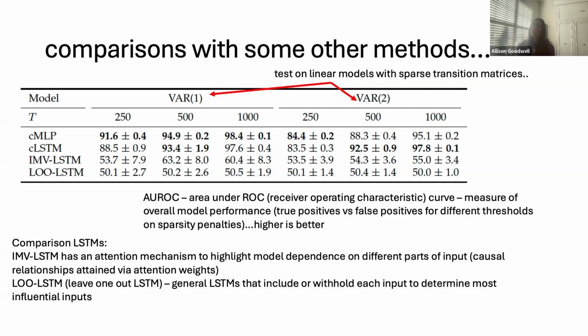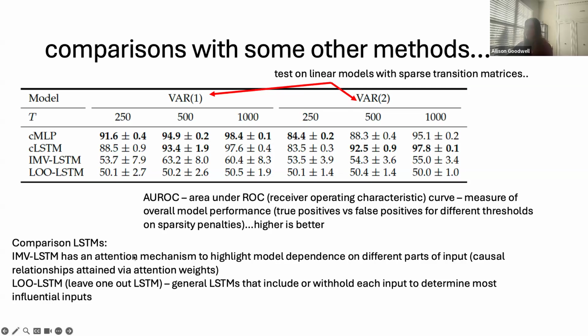So basically they find their method has good overall performance across a range of different threshold values at which you can make these input weights sparse. And the comparisons that they use are existing LSTM models that are set up to infer causality in a similar way. They're based on previous papers, which I didn't get a chance to really go back to. But basically, this one has this IMV attention.